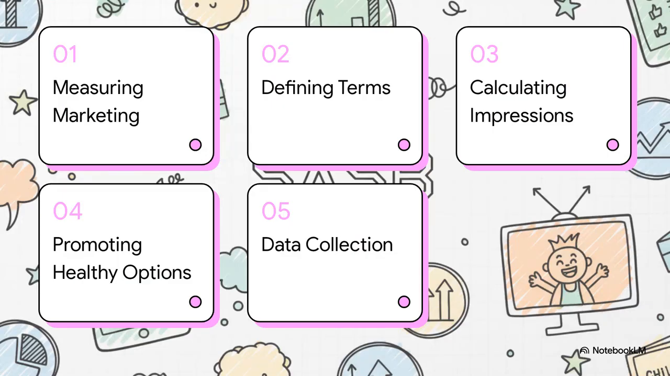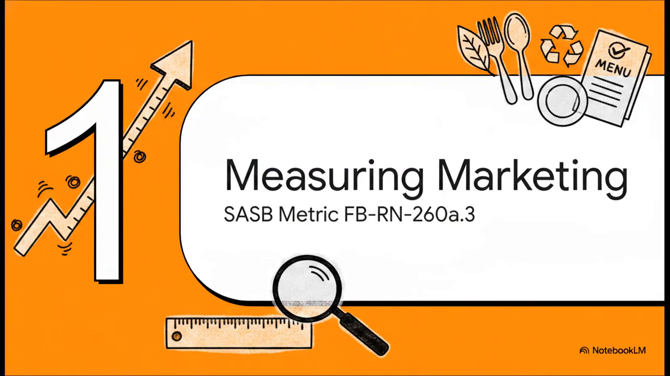To make this complex standard super digestible, here is our roadmap for today. First, measuring marketing to kids. Second, defining the key terms. Third, calculating impressions on children. Fourth, promoting healthy dietary options. And finally, data collection methods. So let's jump right into Section 1, measuring marketing to kids.